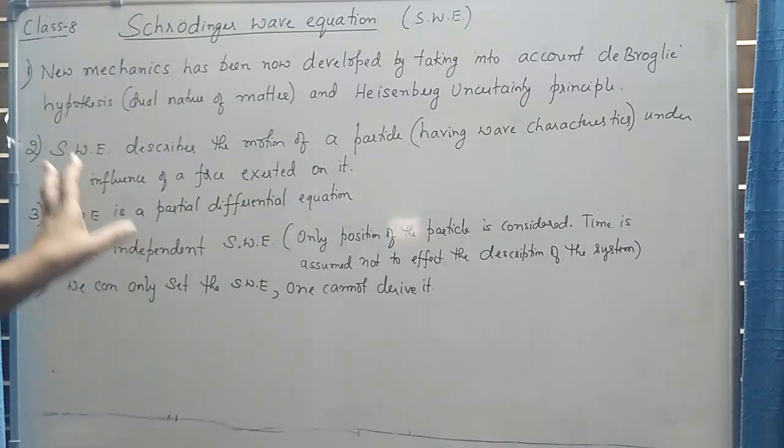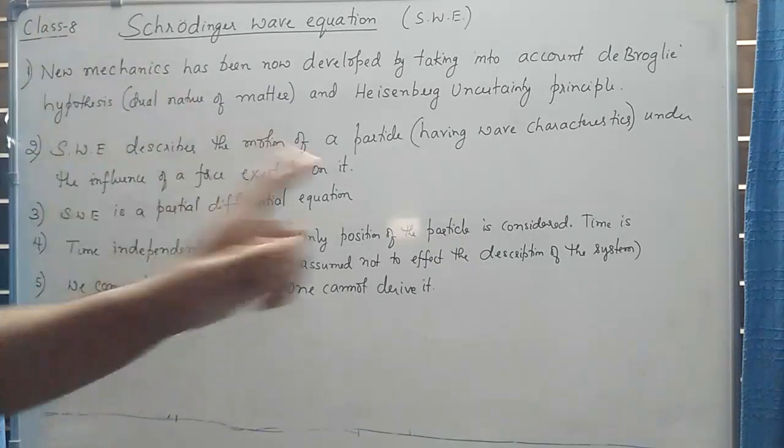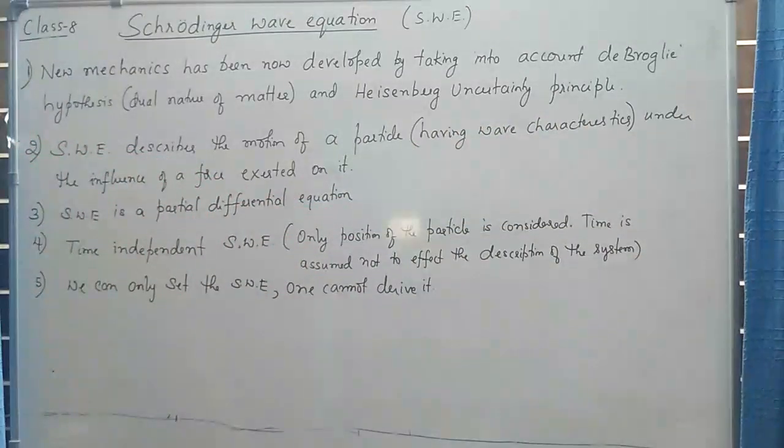So what is the Schrodinger wave equation? It describes the motion of a particle, which may be an atomic particle or a subatomic particle, which has wave characteristics, under the influence of a force exerted on it.